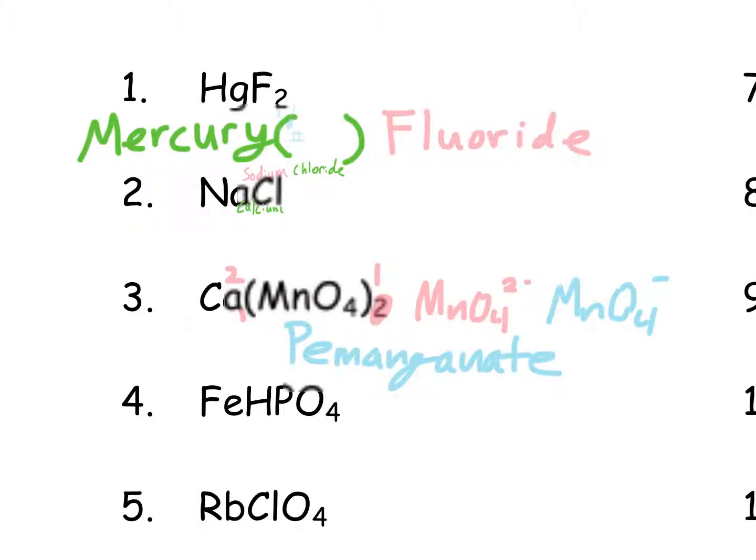Number 4, the cation is Fe. Fe is iron. Iron is a transition metal. We don't know its charge, so immediately put a parentheses. We're going to have to put a Roman numeral there. Then HPO4, I have to look on my polyatomic ion list. When you look at your polyatomic ion list, you find it to be hydrogen phosphate.